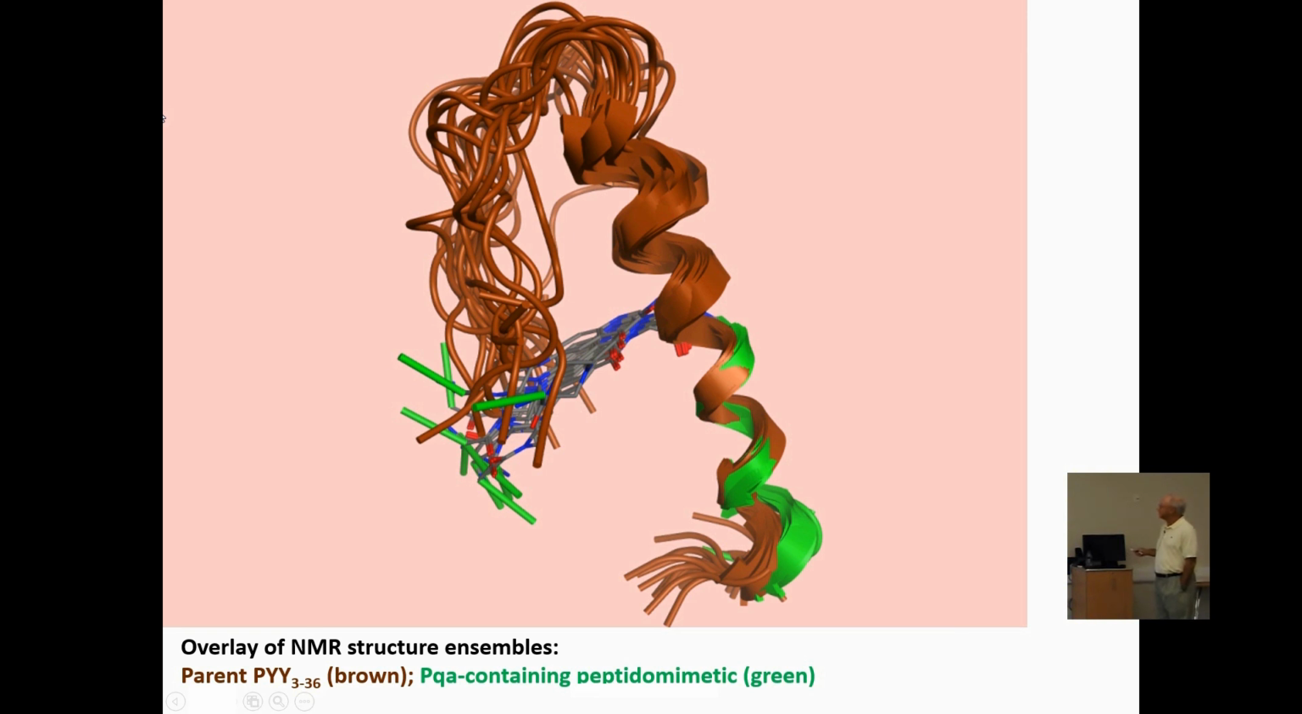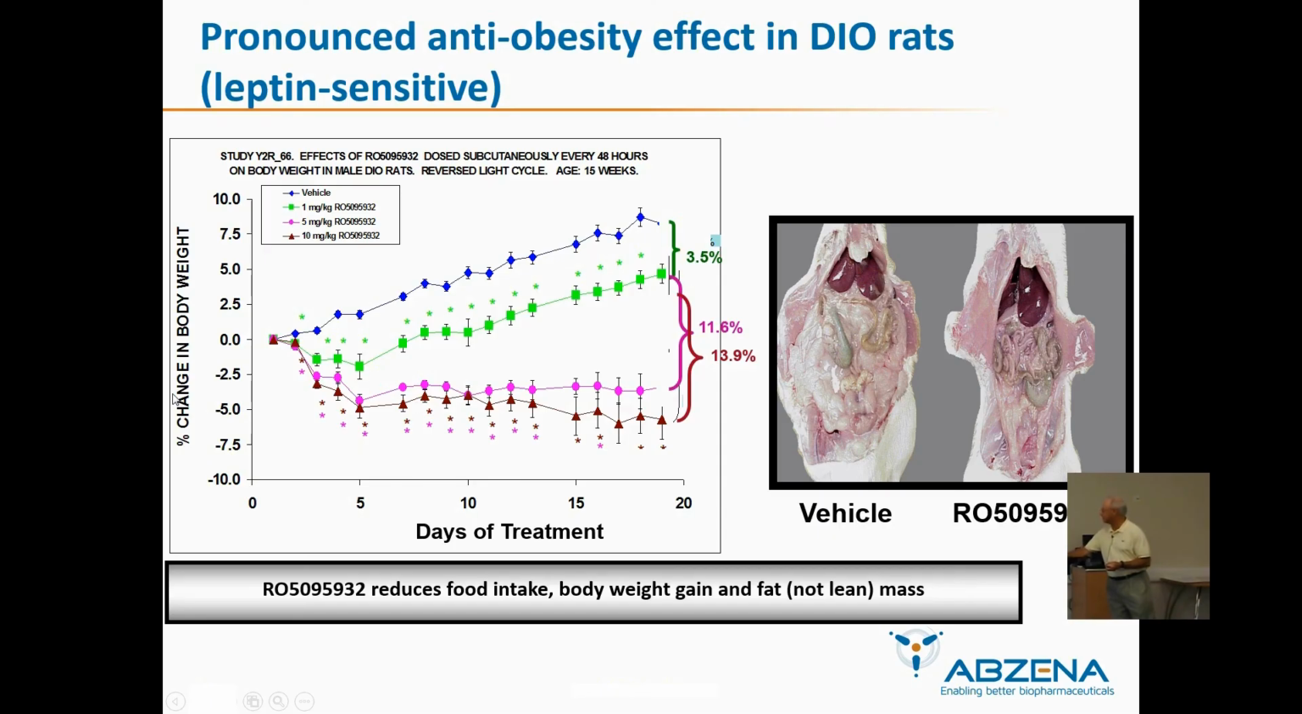It's a much more efficient trajectory to get from this end of the helix to this N-terminus of the peptide. And sure enough, this peptidomimetic showed activity. A pegylated, slightly modified version of that peptidomimetic turned out to show good activity.